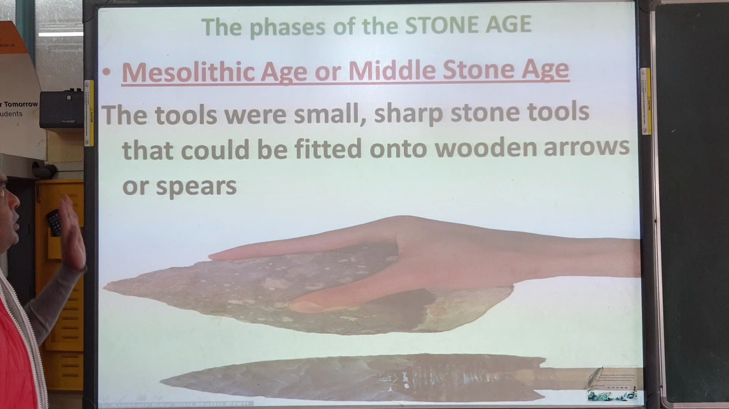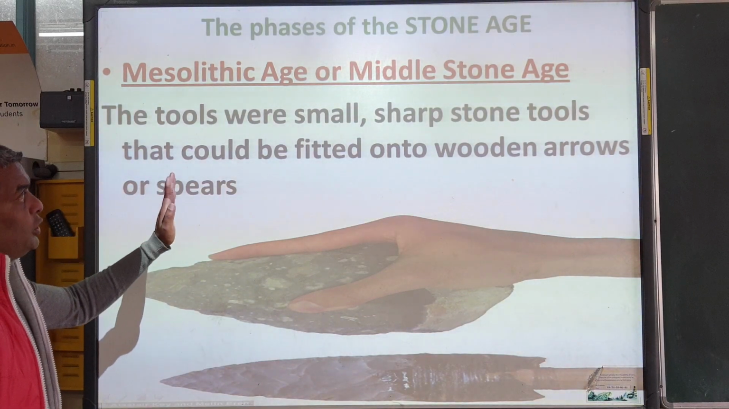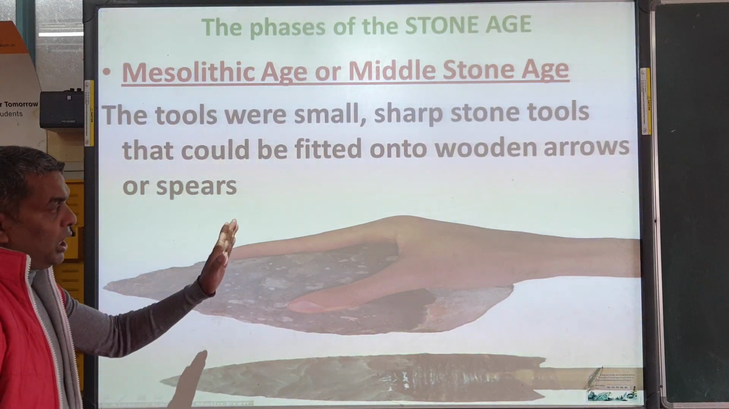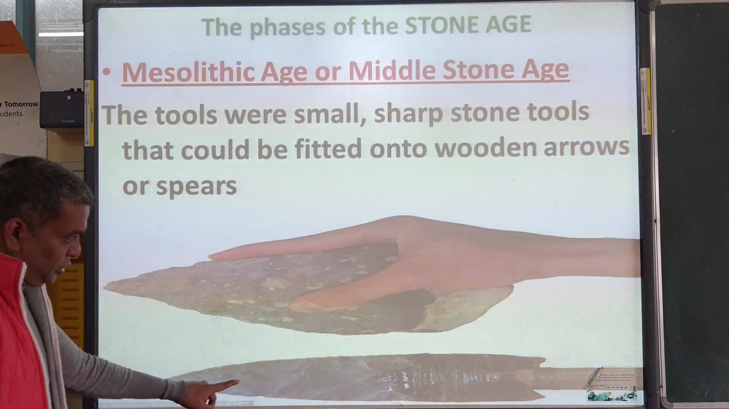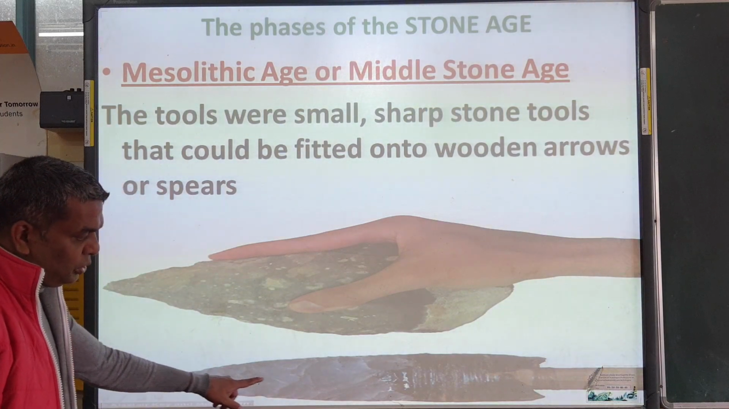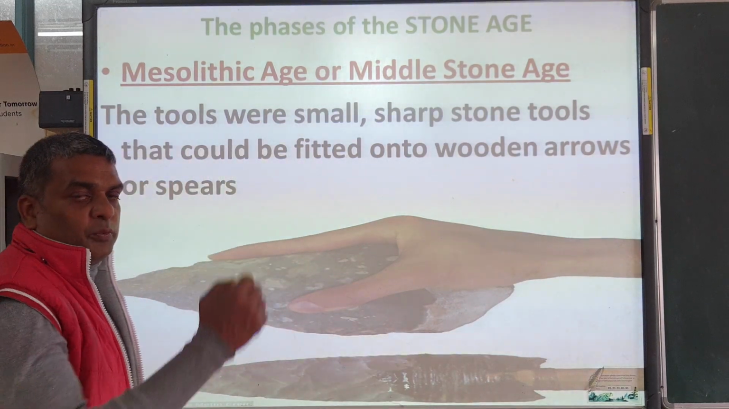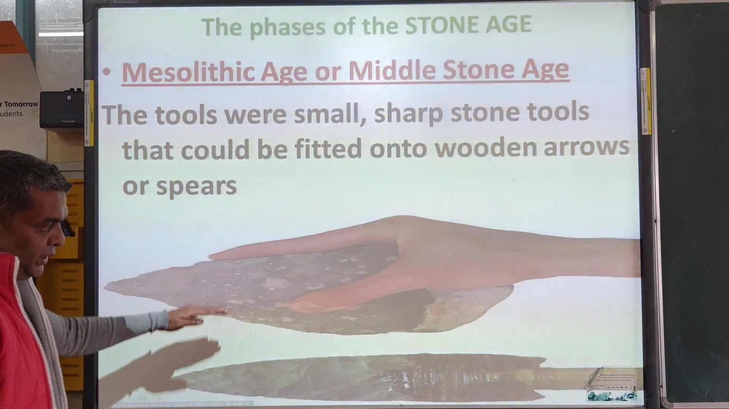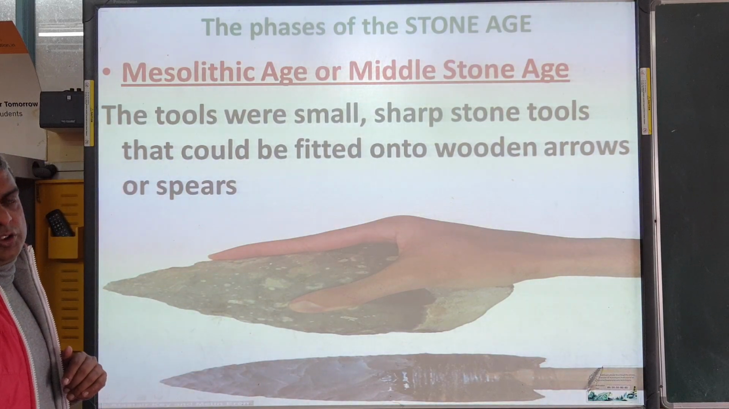Next comes the Mesolithic Age. Now in this, the tools were smaller. They became smaller. Sharp stone tools that could be fitted into wooden arrows. So here you can see a stone tool fitted into a wooden handle, that could be used as a spear or an arrow. So then this age became Mesolithic or Middle Stone Age.